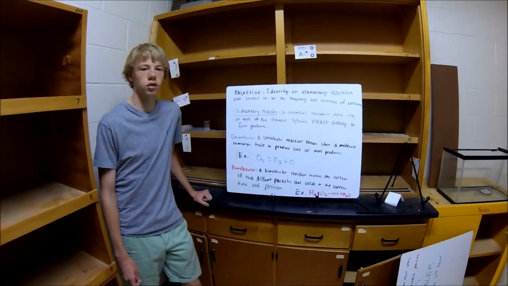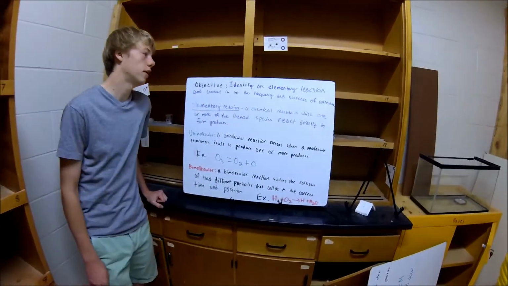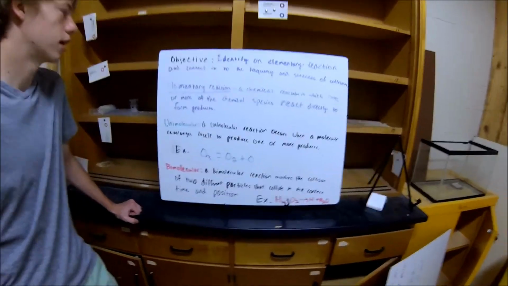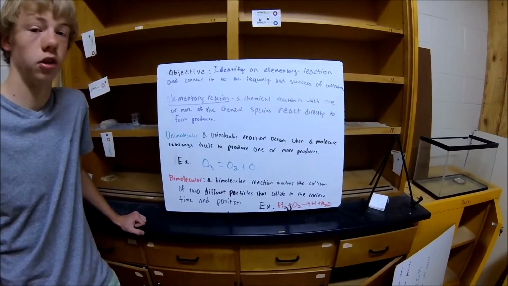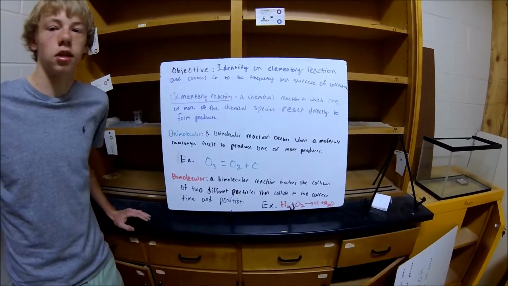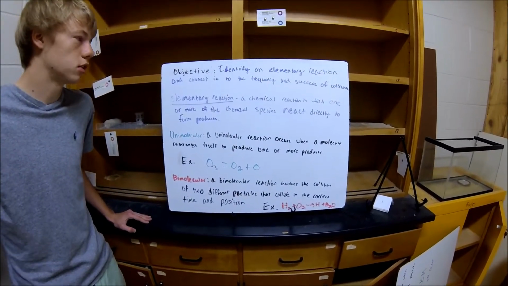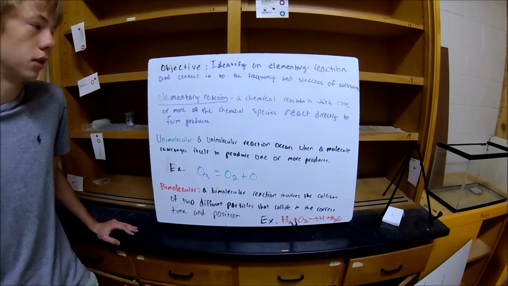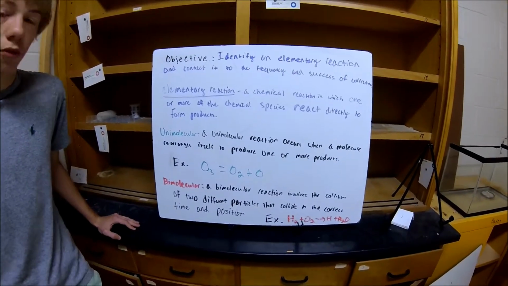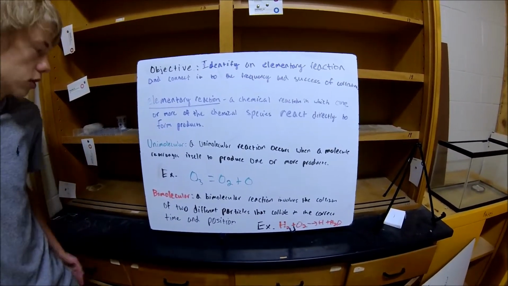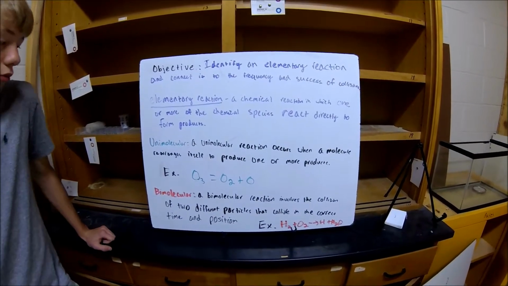Hello, today the objective I'll be trying to teach you is to identify an elementary reaction and connect it to the frequency and success of collisions. First, let's talk about an elementary reaction. An elementary reaction is a chemical reaction in which one or more of the chemical species react directly to form products. The first type of elementary reaction is a unimolecular.